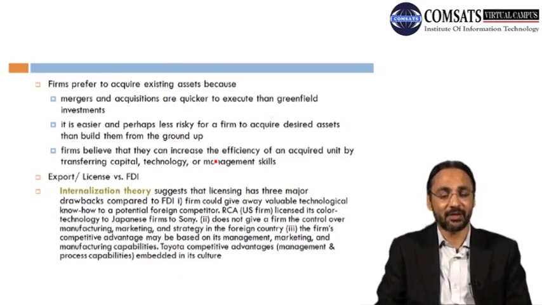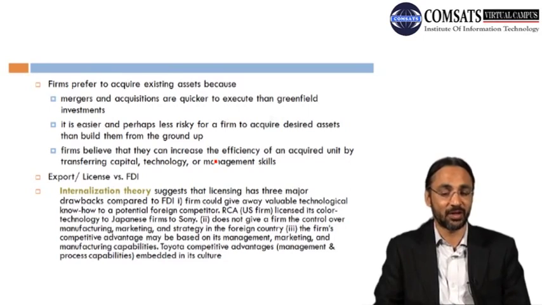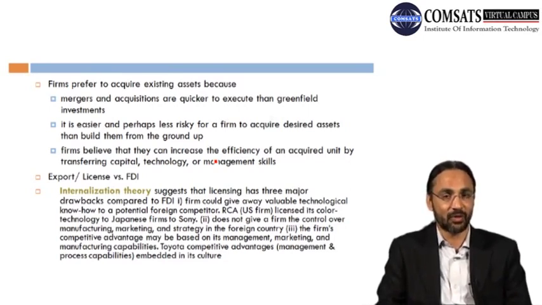International theory suggests that licensing has three major limitations. The first is that the firm could give away valuable technological know-how to potential foreign competitors, like what happened with RCA, the color television manufacturer, when they went to Japan. The second is that licensing does not give a firm control over manufacturing, marketing, and strategy in the foreign country. This is the second drawback of licensing.